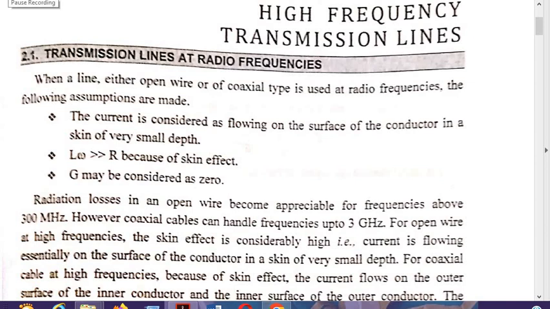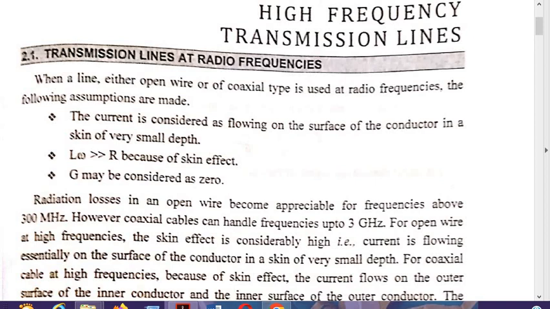Good morning. We are going to see about the transmissions at high frequencies. Before we see the transmissions at high frequency, or we can call it radio frequencies, there are some assumptions we have to make. So when a line, either open wire or a coaxial type, is used at radio frequencies, the following assumptions are made. Before we see the assumptions, first we have to know what is skin effect.